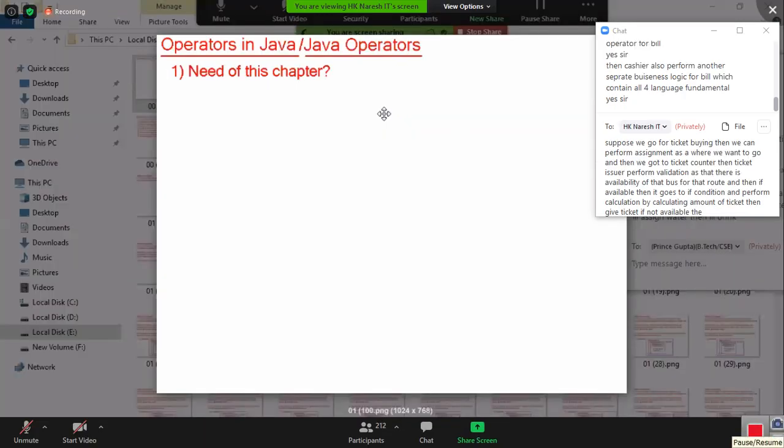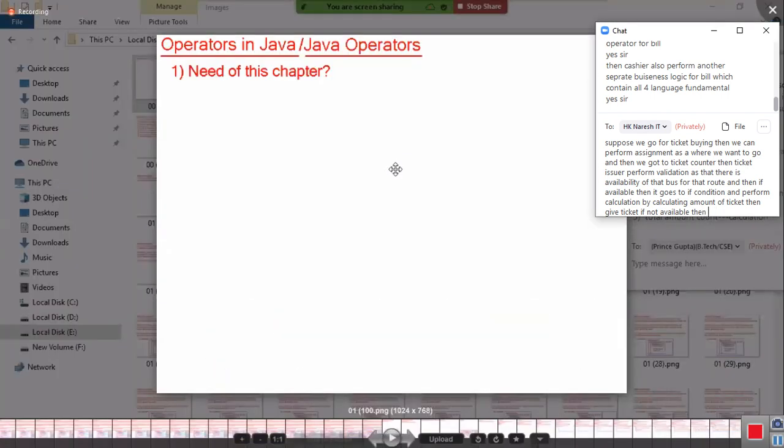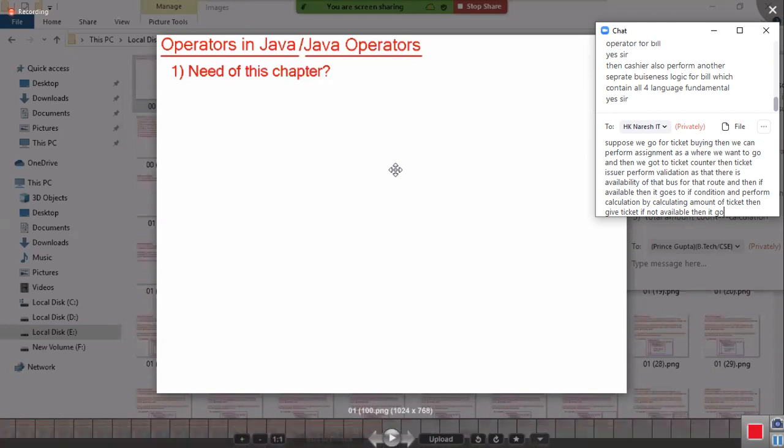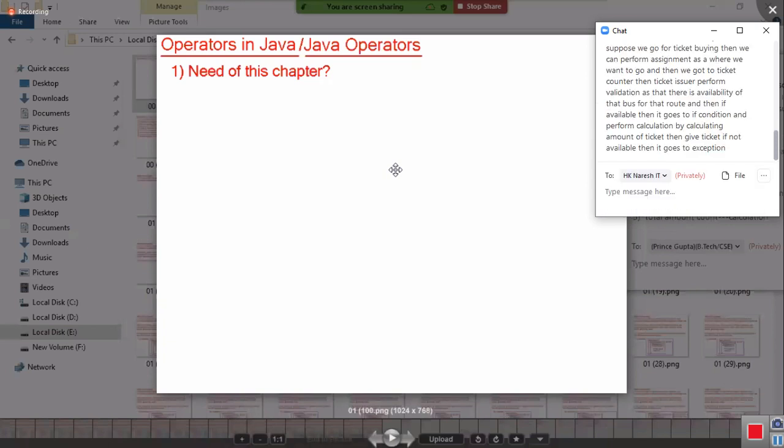Completed. What is the need of this chapter? I have given full clarity. In this chapter we are learning performing validations and calculations with the given values. For performing validations and calculations, we have several operators.